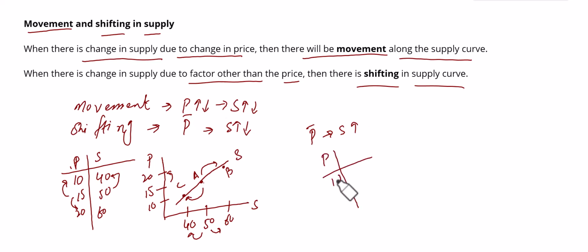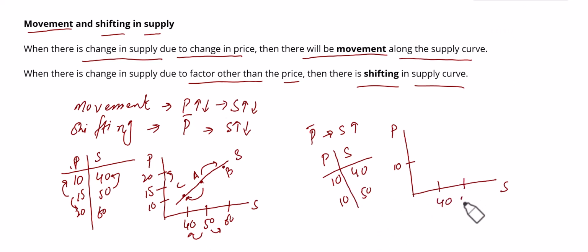Now when price is 10 and supply increases from 40 to 50. When we draw a graph of this, price is constant at 10 and supply increases from 40 to 50. So we have two supply curves. This is S1 and this is S2. At price 10 there are 40 units available in the market for sale, and then at price 10 there are 50 units available in the market for sale.